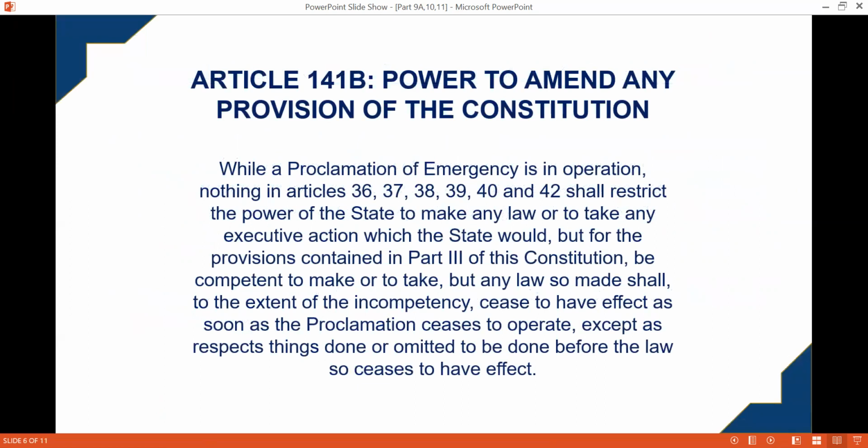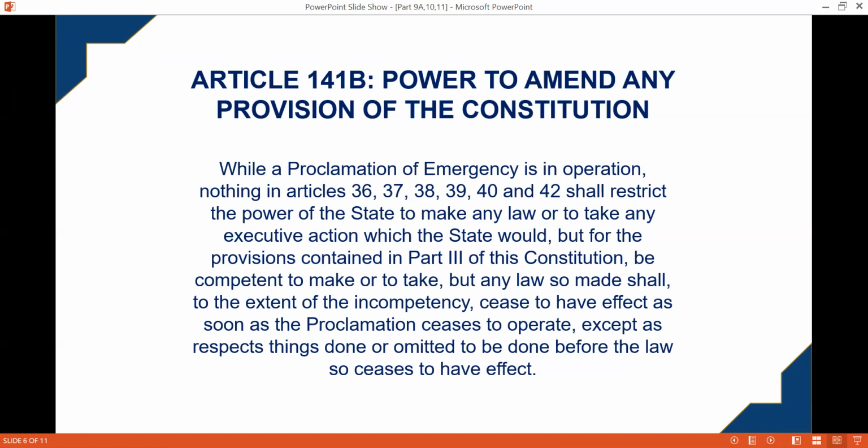Article 141B provides for the suspension of certain articles related to fundamental rights during emergencies. During the subsistence of a proclamation of emergency, rights contained in Articles 36, 37, 38, 39, 40, and 42 shall not restrict the power of the state to take executive action or make any law which it would have been able to take or make if not for the provisions of Part 3 of the Constitution.